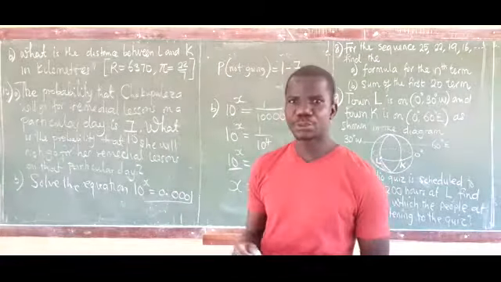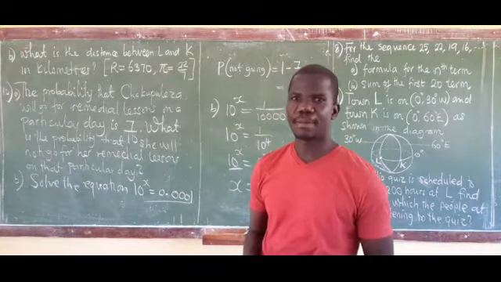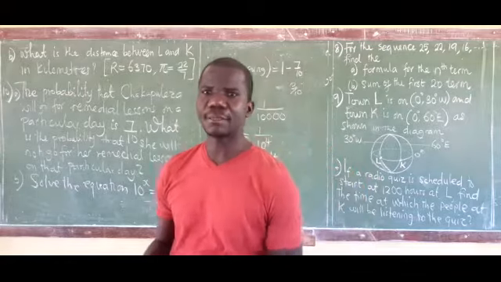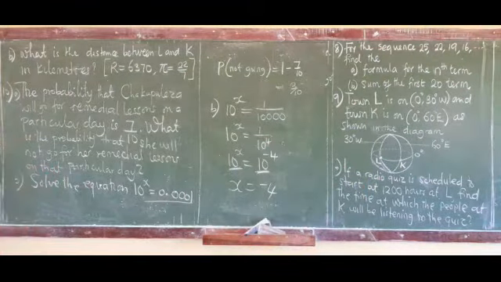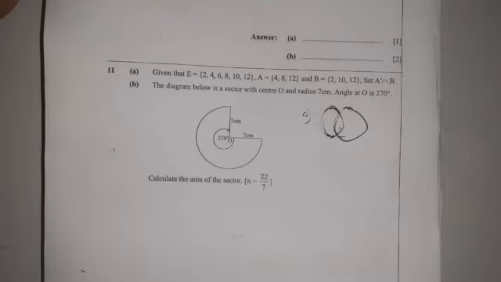So now I want to take you to question 11. Okay, so let's look at question 11a. It reads, given that the universal set has 2, 4, 6, 8, 10, and 12, and set A has 4, 8, and 12, then set B has 2, 10, and 12. List A complement intersection B.